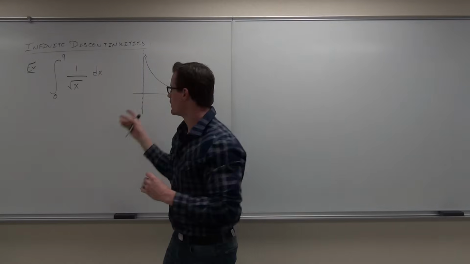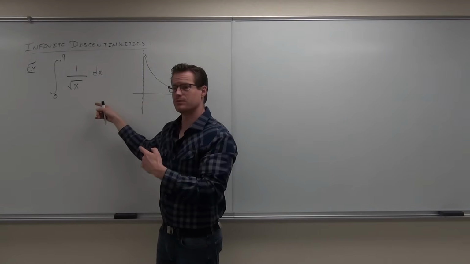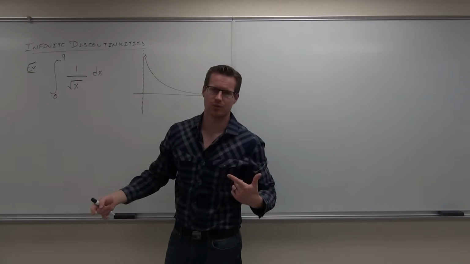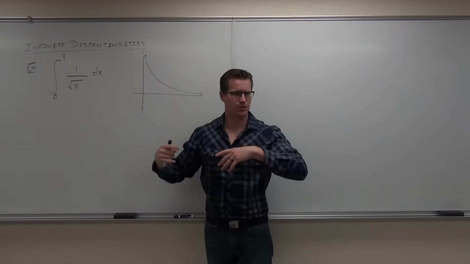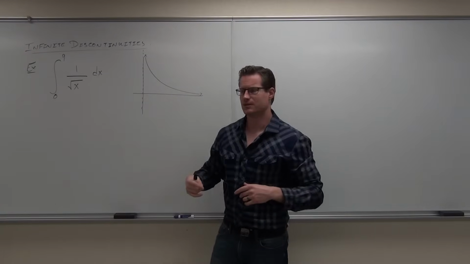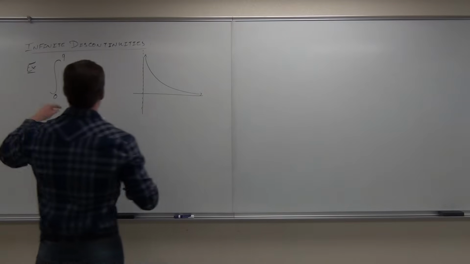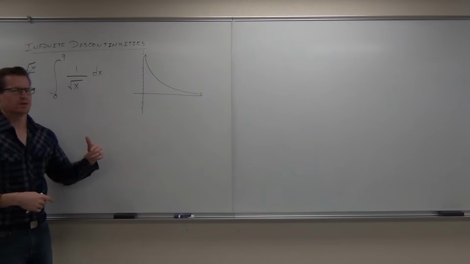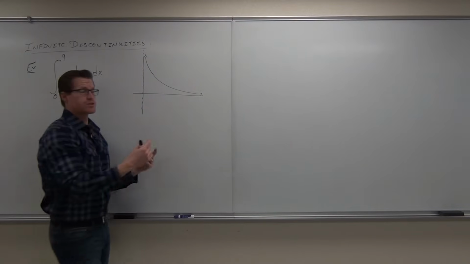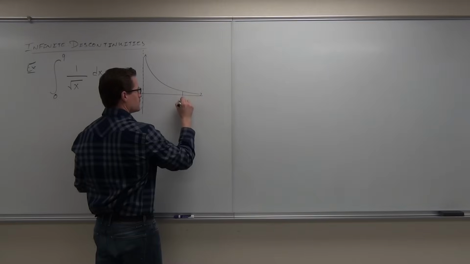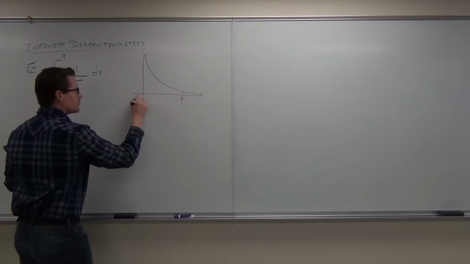Okay. Now, on the left side of 0, we have nothing because we can't even plug in negatives because we have a square root. So this is basically what our graph looks like. You got it? So here's our idea. Instead of going from 0 to 9, what's the problem here? Is it the 0 or is it the 9 or is it somewhere between? The 0 is the problem.